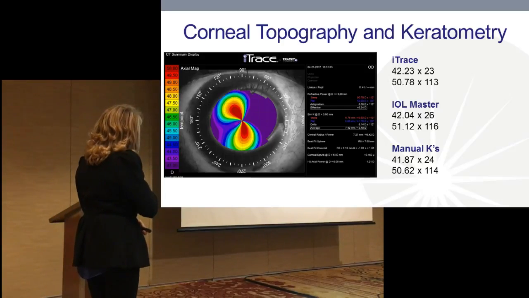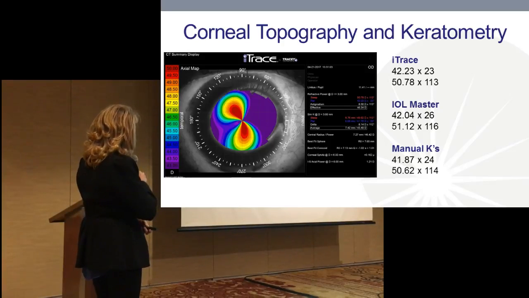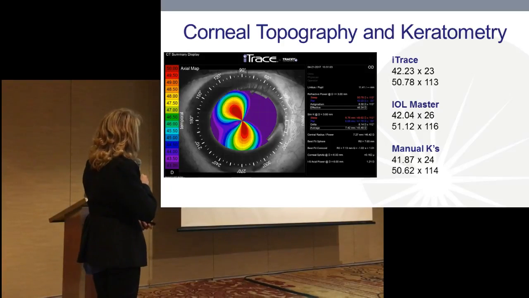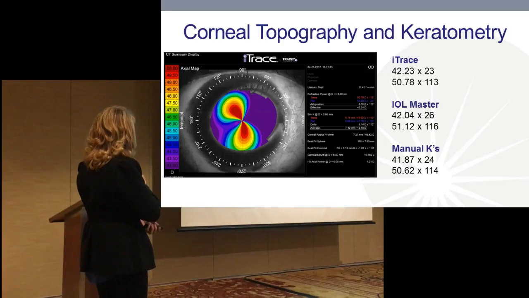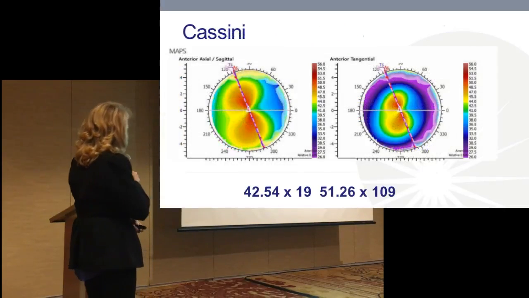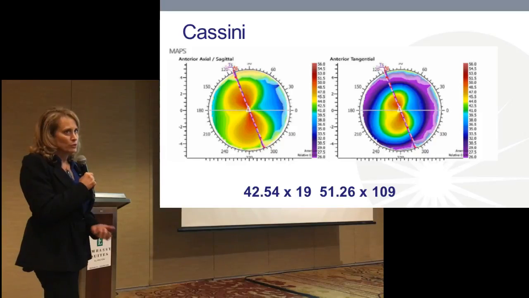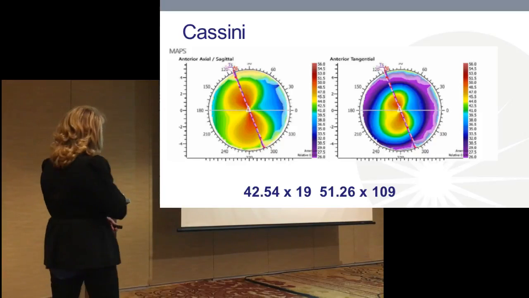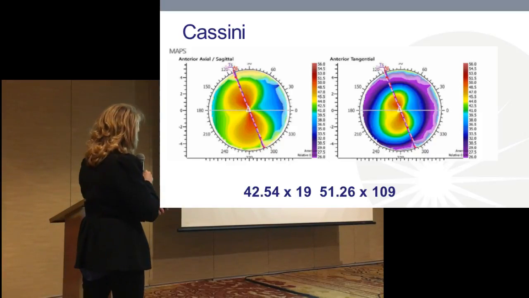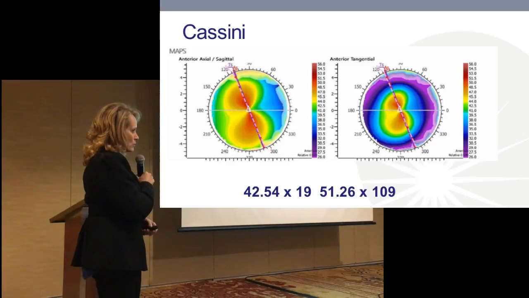So we do lots of different measurements, and you can see that in our initial measurements, 116, 114 axis of cylinder looked like it was matching up pretty well. But then we did a Cassini, and in this case, as you know, it's also measuring posterior corneal curvature. And the total corneal curvature showed that the axis was maybe at 109.